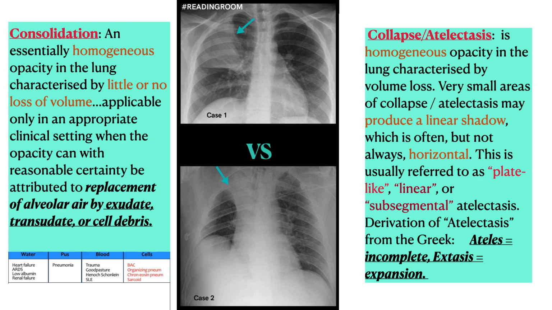So consolidation is a homogeneous opacity in the lung characterized by little or no loss of volume, due to alveoli and small airways being filled with dense material, like pus in case of pneumonia or blood, for example in case of pulmonary hemorrhage, or they can be filled with fluid in case of pulmonary edema, or also can be cells in case of cancer. Otherwise, the collapse is also presented with a homogeneous opacity, but it's characterized by volume loss, which can produce a linear shadow.